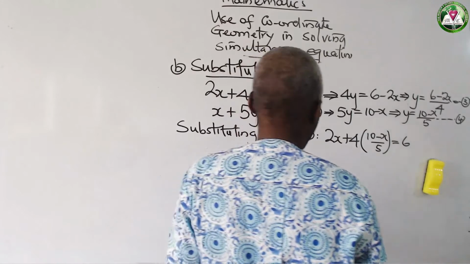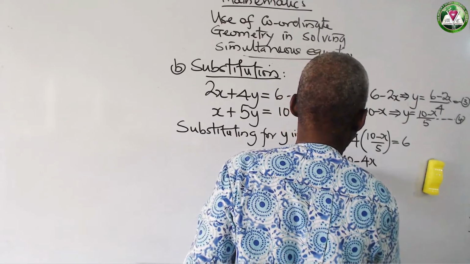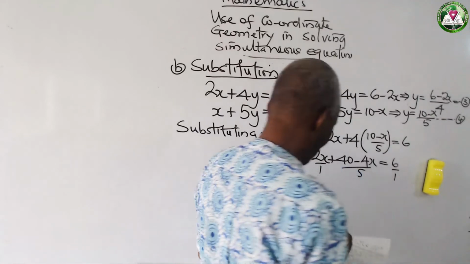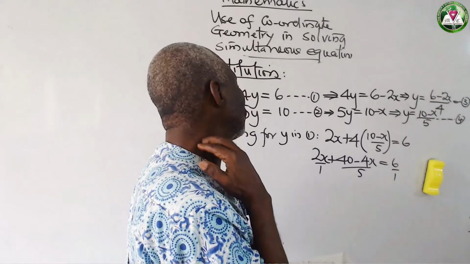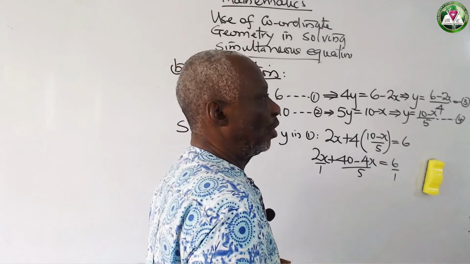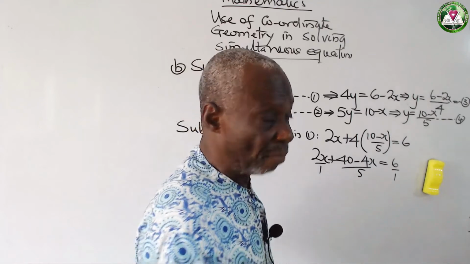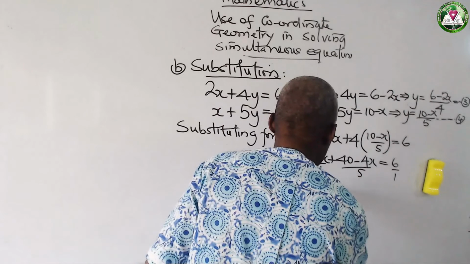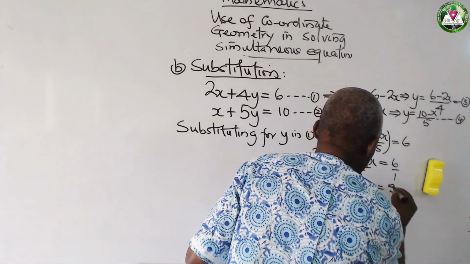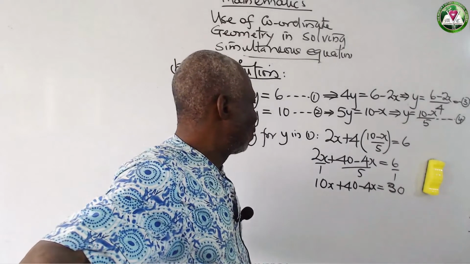Alright. So looking at this now, I now have 2x plus 40 minus 4x all over 5 is equal to 6. So 2x over 1, 6 over 1. All of them now have denominators. First one, 1, the other one, 5, the other one, 1. So we look for the LCM of these denominators. LCM is 5. Therefore, we are going to multiply across by this LCM. If we do, this becomes 10x plus 40 minus 4x is equal to 30. We have eliminated the fraction.